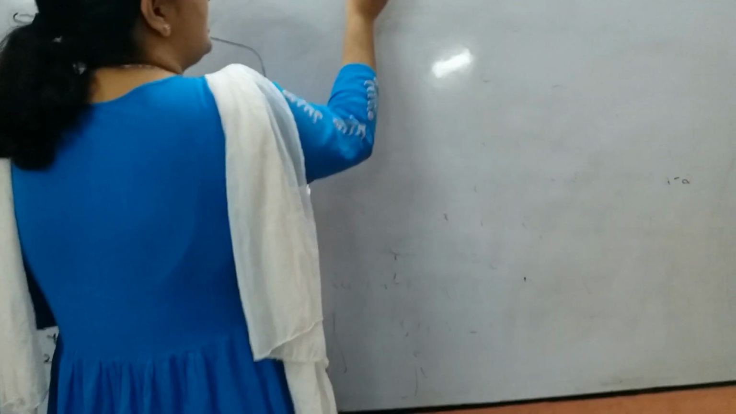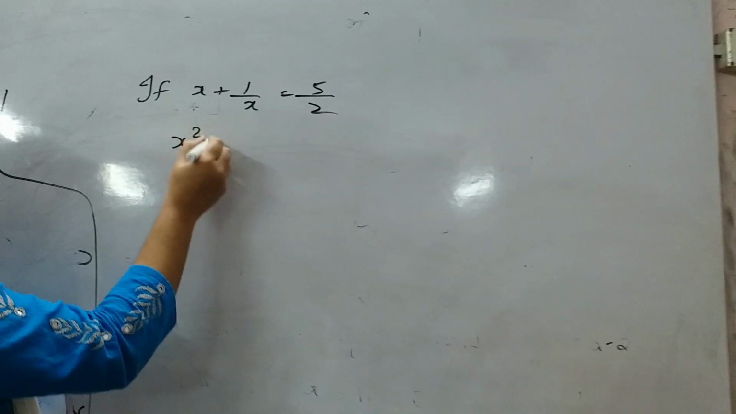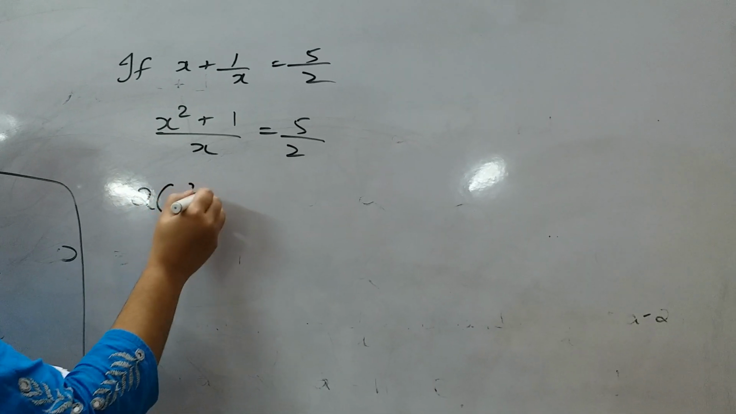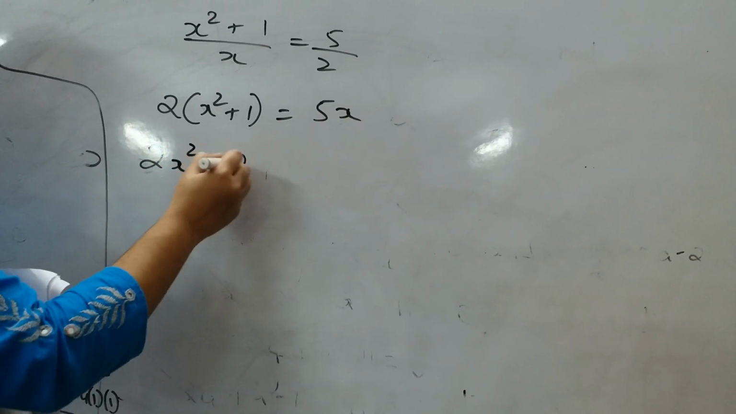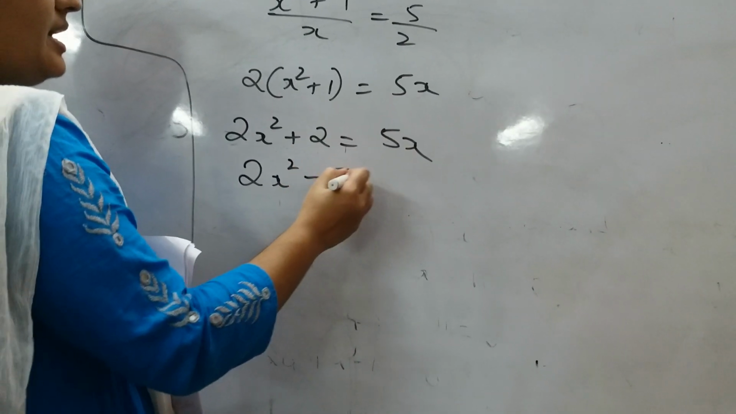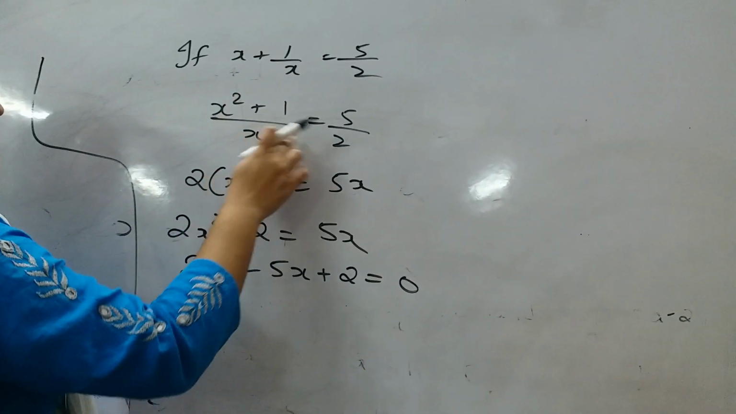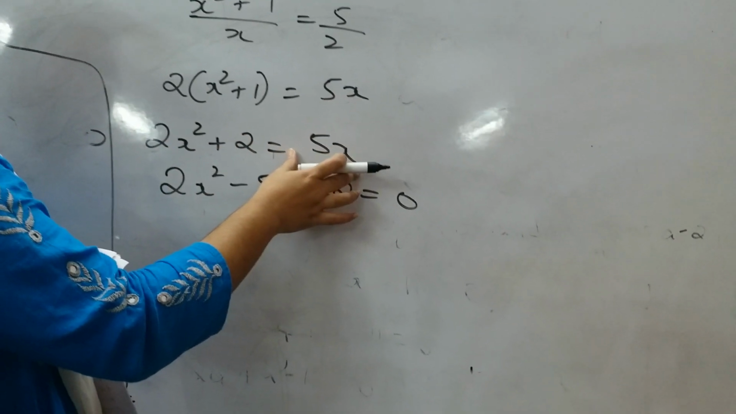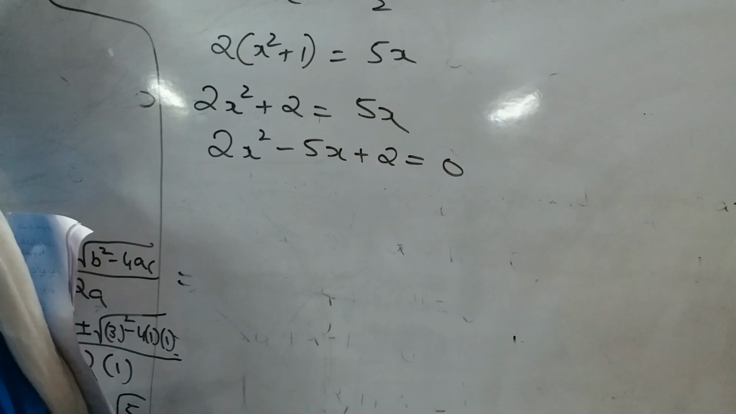If x plus 1 by x equal to 5 by 2, what is it that you get? Take x up. X square plus 1 by x equal to 5 by 2. Cross multiply. 2 into x square plus 1 is equal to 5x. 2x square plus 2 is equal to 5x. Bring this 5x here. 2x square minus 5x plus 2 is equal to 0. We have cross multiplied. You got 2x square plus 2 is equal to 5x. We brought this 5x here, so it is 2x square minus 5x plus 2 is equal to 0.